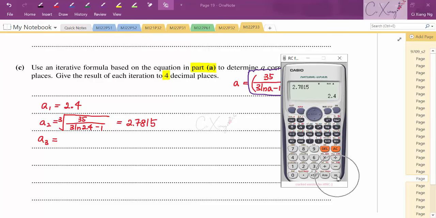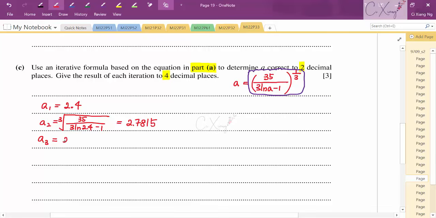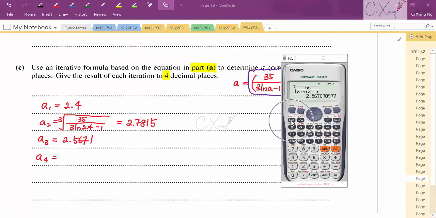2.7815, and I press the equal sign. So from here, my next iteration will be 2.5671. Basically I will continue and repeat this process until I get a repeated answer for 2 decimal places.